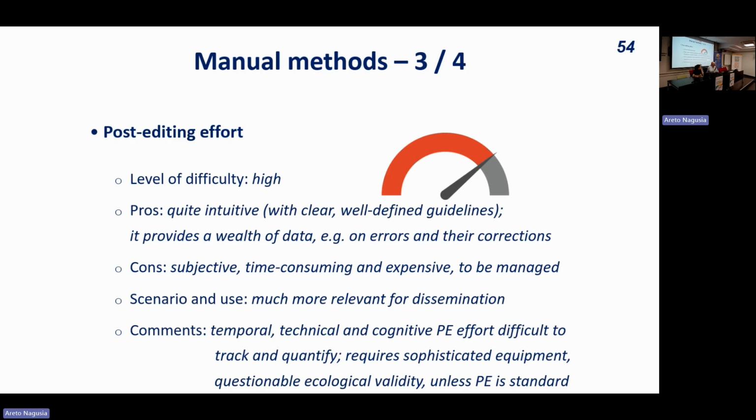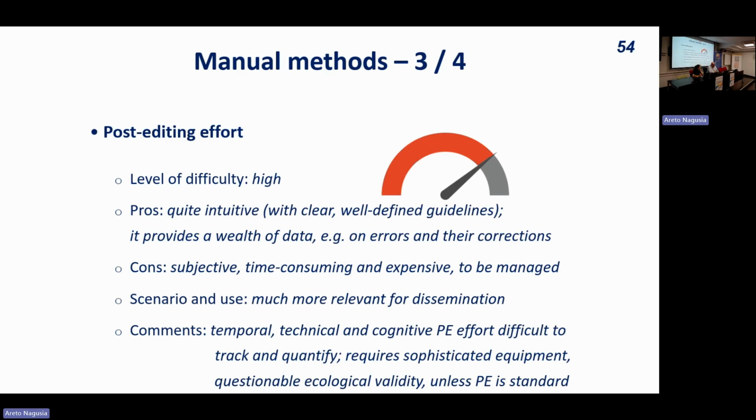It's quite intuitive as long as you provide clear, well-defined guidelines to the people involved in evaluation, and it provides a wealth of qualitative data. For example, on errors and their correction. So one plus of this method, despite being quite laborious, is that it shows you immediately where your system goes wrong, which I said is impossible with the automatic metrics, okay? Because you get the raw output and all the changes that are required to fix those errors, to remove those problems, to bring the final quality as high as possible.